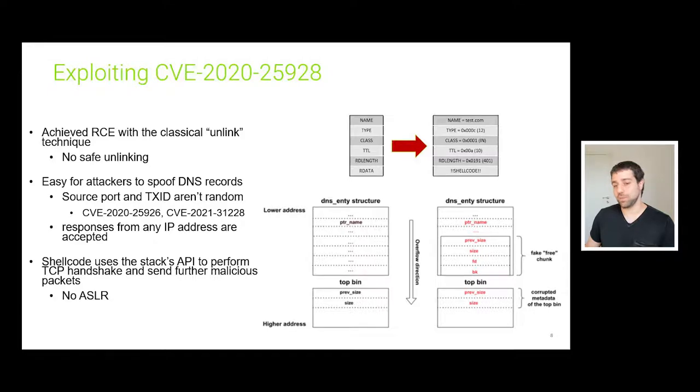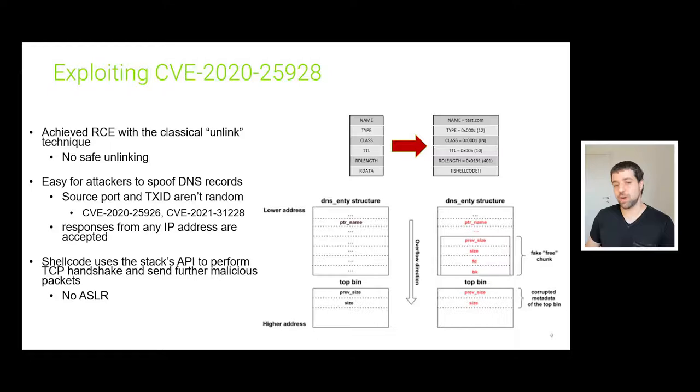So here we override some heap metadata, create a fake free chunk, also override the top bin of the heap and create our metadata that will cause, when the code flows to a free operation right after our overwrite, an unlink operation, and basically it will let us write an arbitrary pointer to an arbitrary location. So basic heap exploitation. So FD and BK here would be used as an arbitrary overwrite.